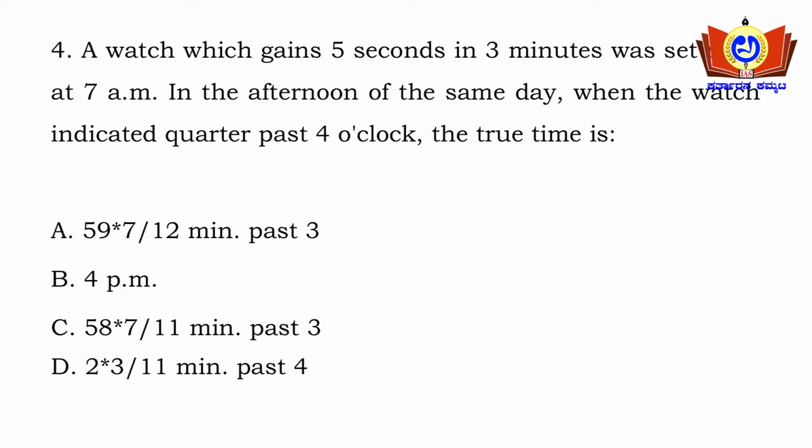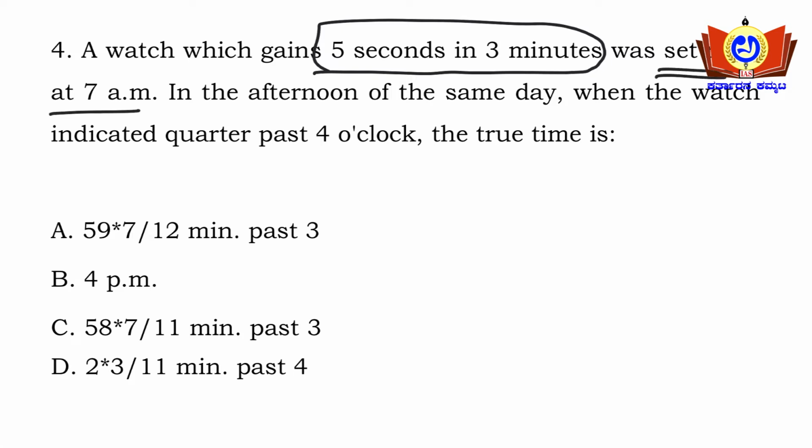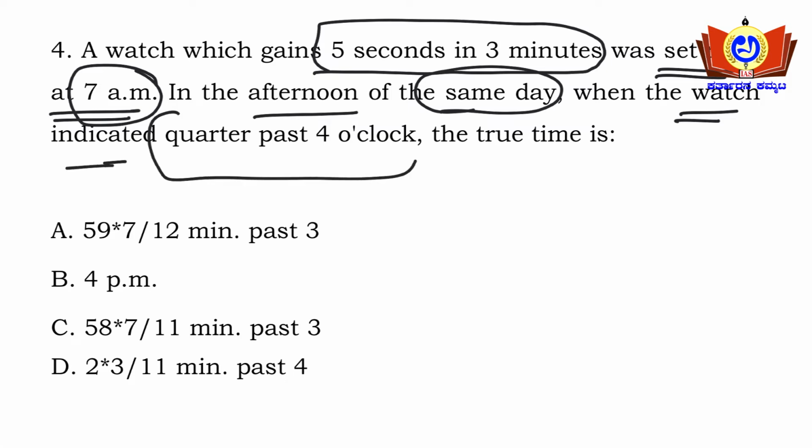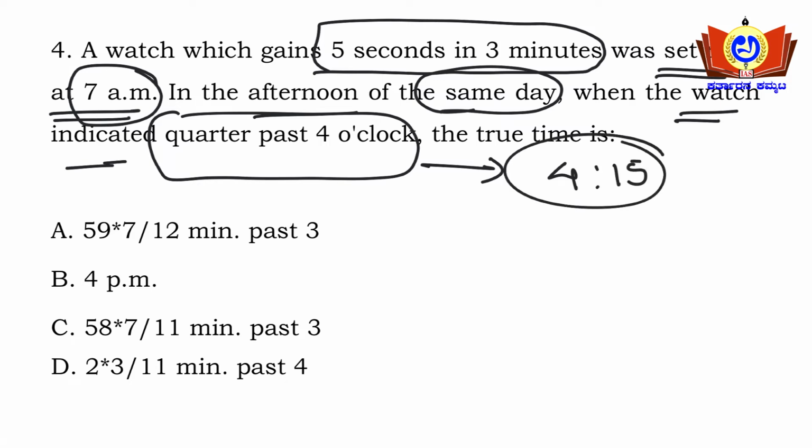A watch which gains 5 seconds in 3 minutes. Okay, for every 3 minutes it is gaining 5 seconds, was set right at 7 a.m. So at 7 a.m. it has been set right, in the afternoon of the same day. Same day is important, when the watch indicated quarter past 4 o'clock. So what do you mean by quarter past 4 o'clock? It is actually 4 hours and 15 minutes. So it's 4:15. The true time is, the options are given here.